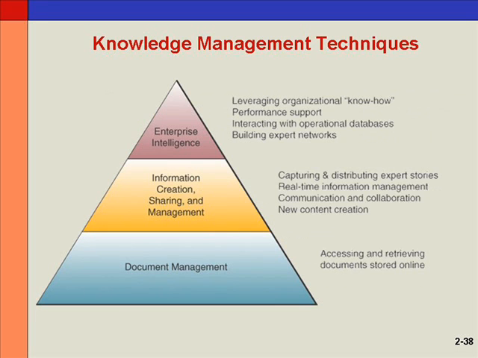This diagram has a lot of good stuff in it. I suggest you look this up in the text because there's actually quite a bit more than we can talk about in this one. Notice the enterprise intelligence at the top and the document management at the bottom, the same sort of progression of complexity that we saw in the food pyramid in chapter 1. Everything from document management up through leveraging organizational know-how and performance support.